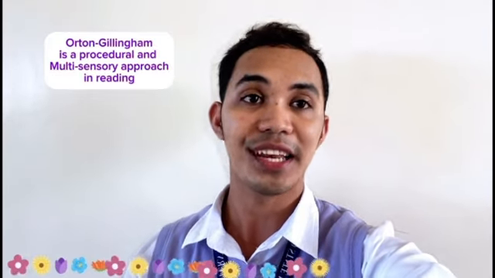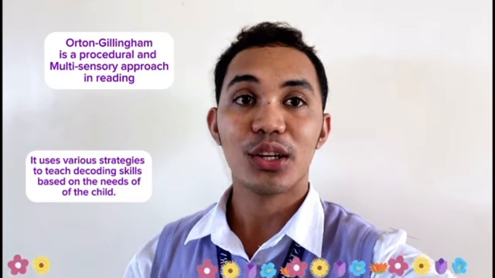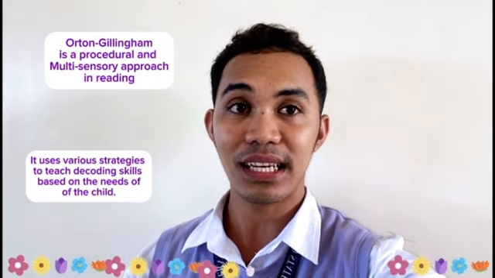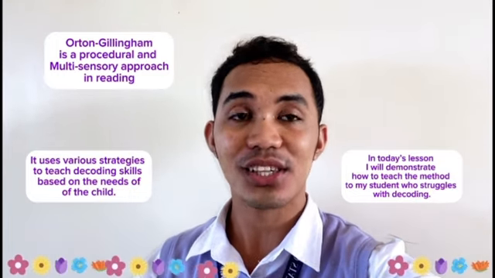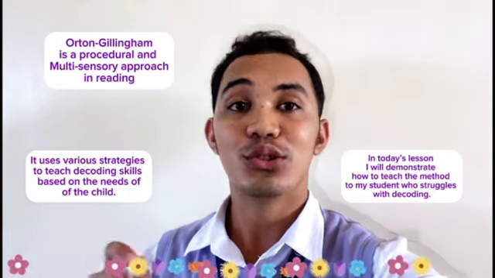Orton-Gillingham is a procedural and multisensory approach in reading. It uses various strategies to teach decoding skills based on the needs of the child. In today's lesson, I will demonstrate how to teach the Orton-Gillingham method to a child.